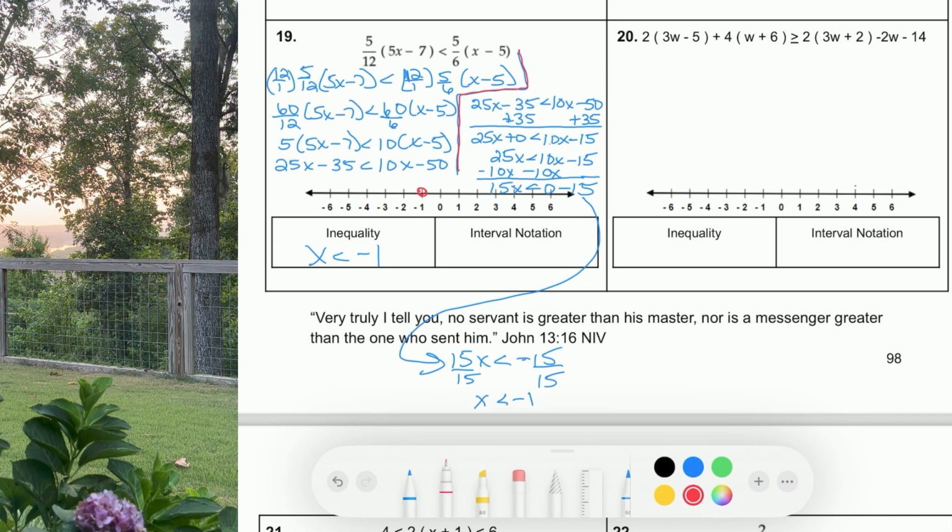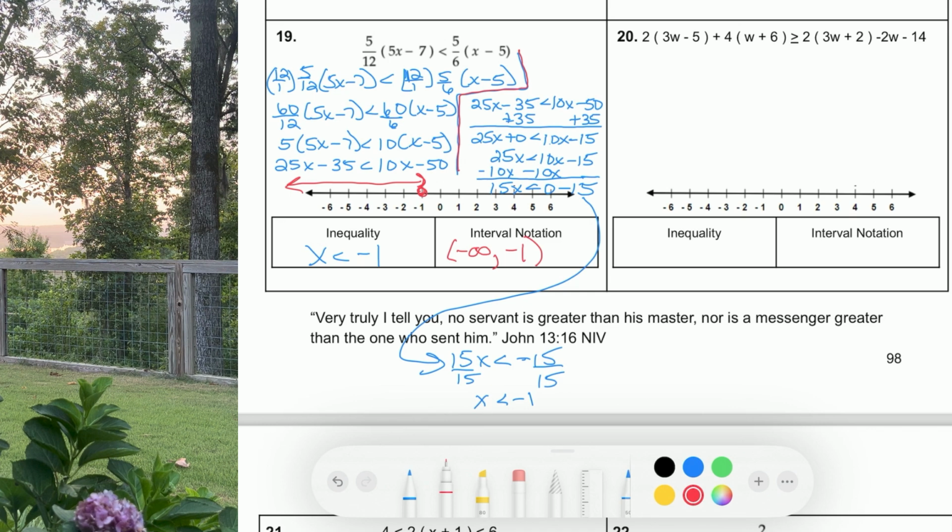All right, so we're going to start here. I'm going to change colors. So negative 1. And x is less than that, so it's a parentheses. And we're going this direction. The interval notation for that is going to be negative infinity, comma, negative 1, parentheses.